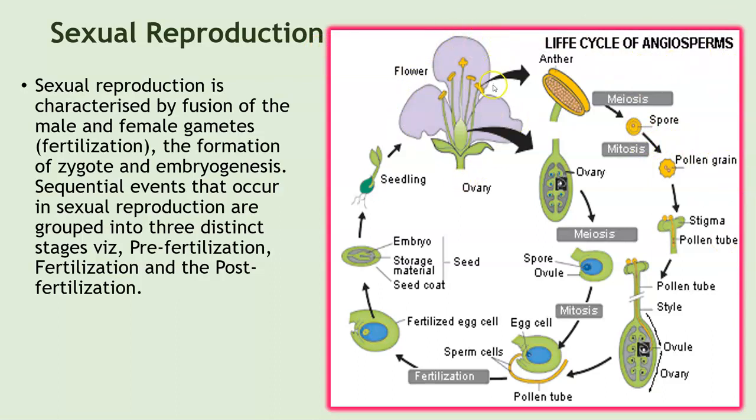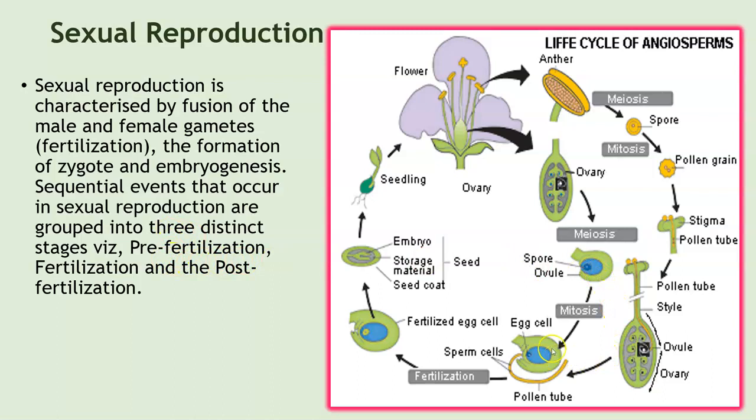Have a look at this diagrammatic representation of the life cycle of an angiosperm. This is your flower. Then you have the development of the pollen grains. This is the anther. This is the ovary where you will have the development of the ovum and the egg cells. So these stages are grouped into the category of pre-fertilization stages.